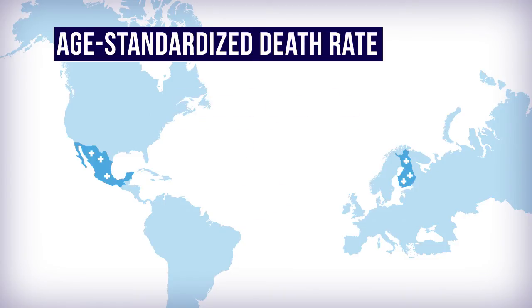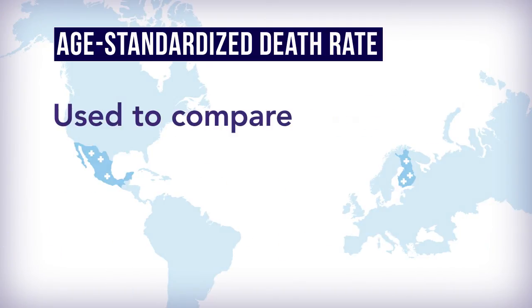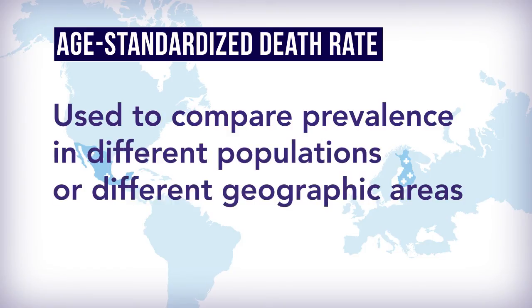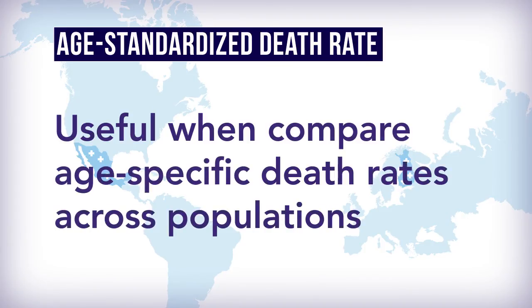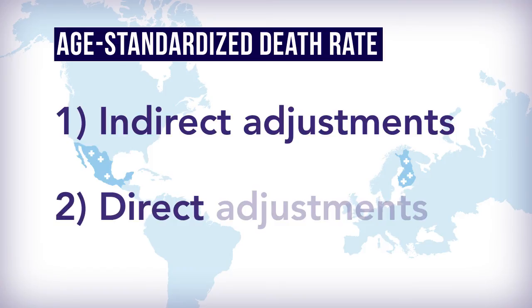Now, if we wanted to compare these two populations, however, we'd need to take into account the fact that their age distribution is different. The age-standardized technique is thus typically used to compare prevalence in different populations or different geographic areas. It's useful when we compare age-specific death rates across populations. And there are two ways to do age standardization or age adjustment. The one is called indirect, and the second is direct.